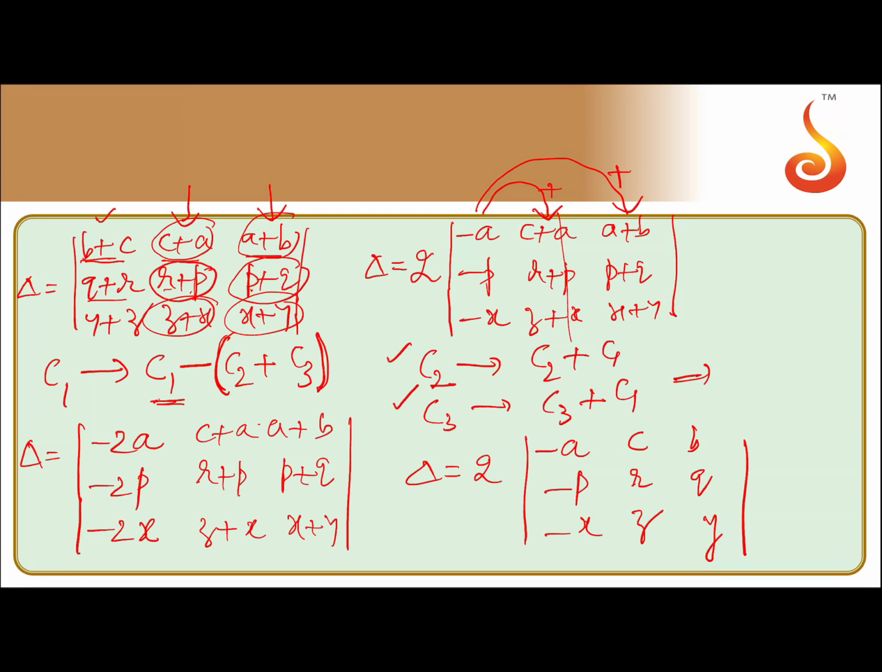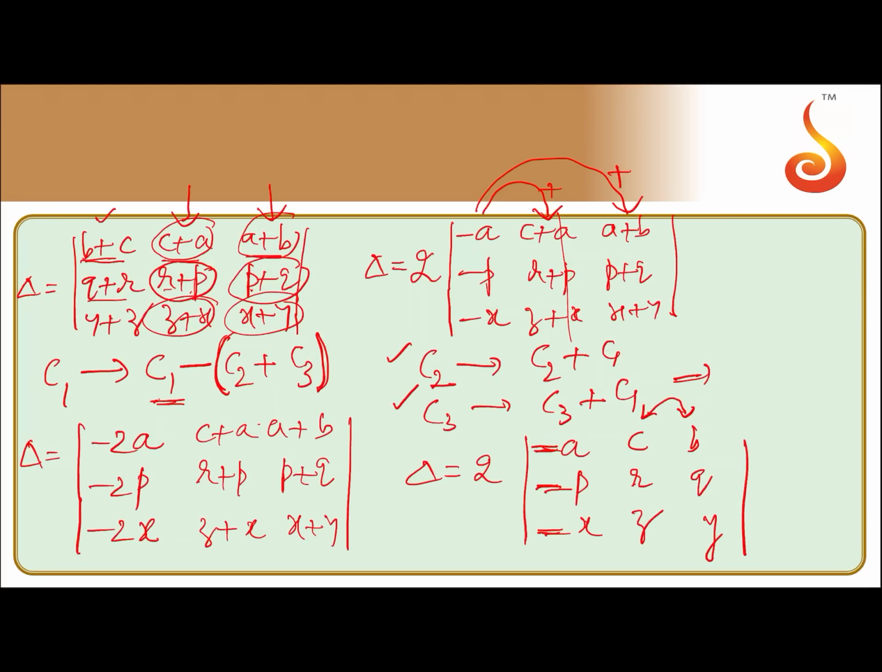We know from the property that, as minus 1 is in the first column, there is a common. So I can take one minus 1 common. And interchanging this column and this column, you get one minus sign. We know from the property of the determinant, interchanging two rows or two columns results in a change of the sign of the determinant. So I would get one minus sign here.